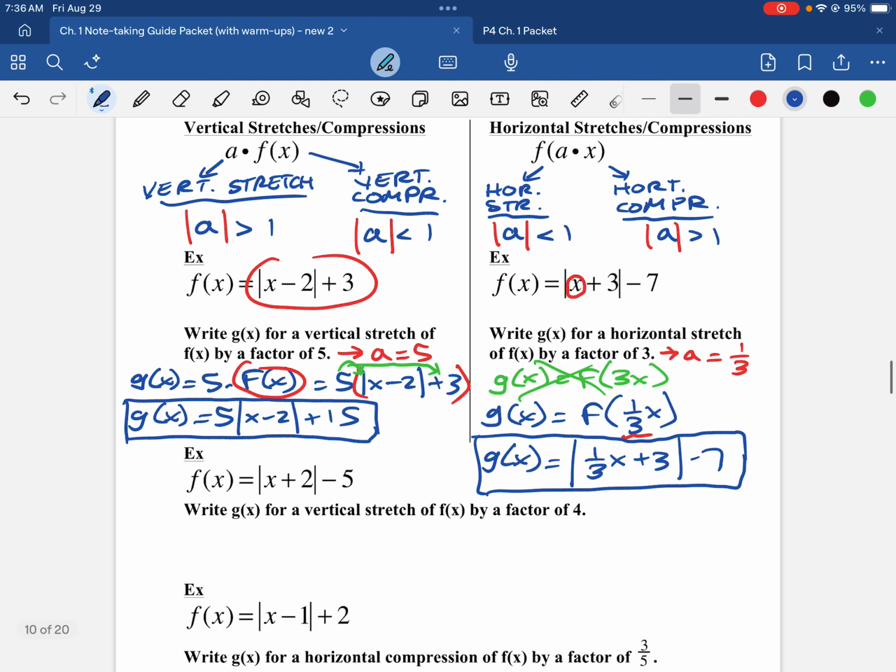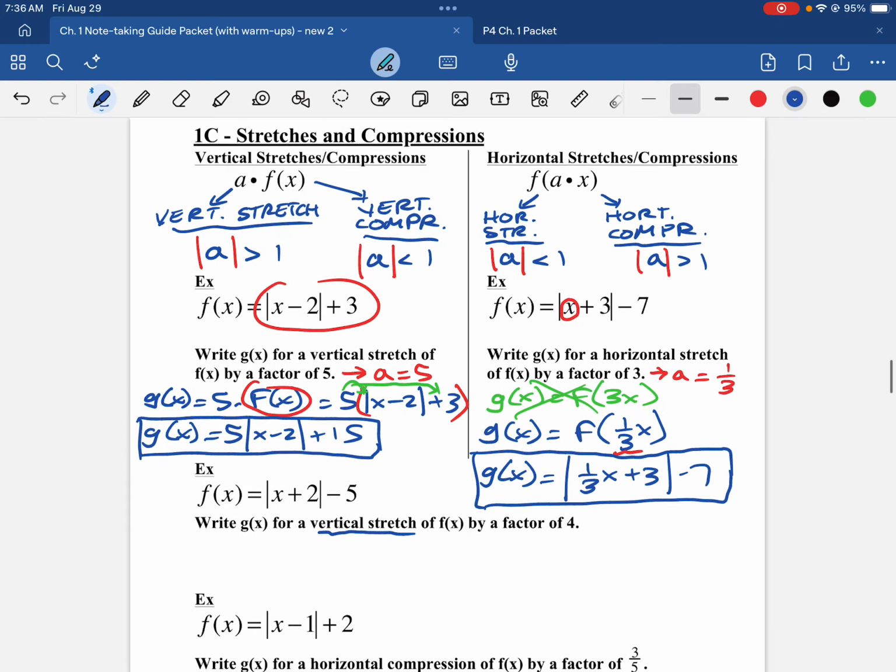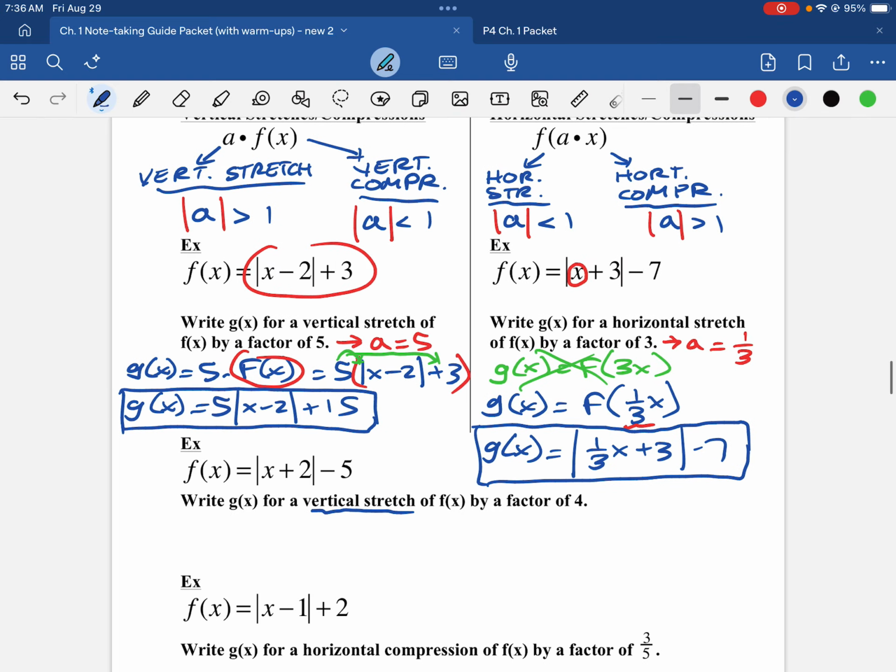This next one is a vertical stretch, so that is important. It's vertical, so I'm on the left column here up above. And so if I zoom out a little bit, oh, I do have it on screen. It's a times f of x, and the a value is the same as the factor. So if the factor is 4, that means a is 4 on this example. Okay, so g of x is going to be 4 times f of x.